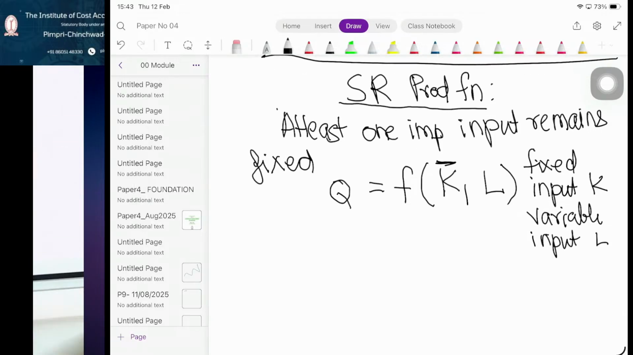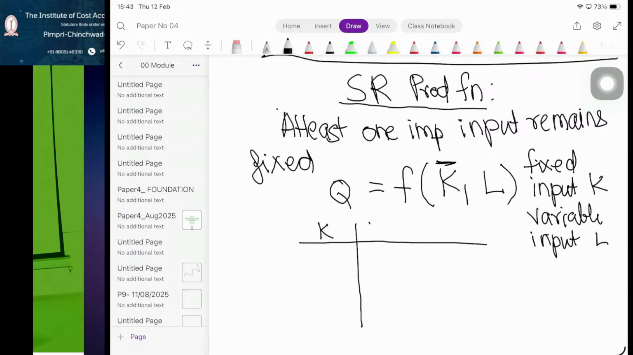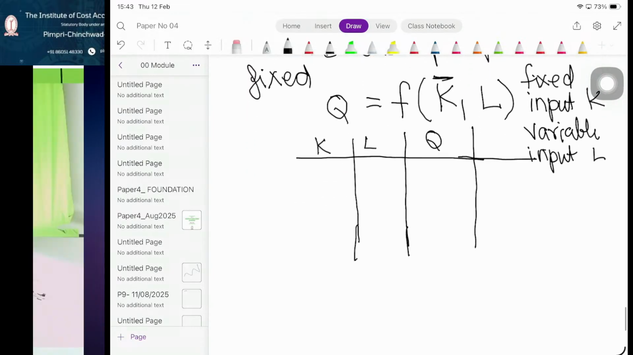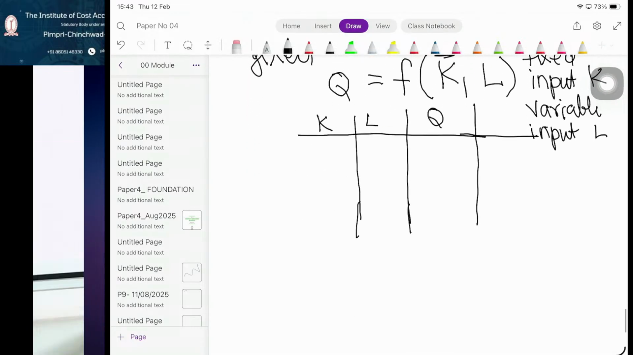Okay, so let's quickly make a hypothetical table. I'm writing K, L and Q. Okay, and I need one more very important column on the right hand side. Okay, done. Have you plotted a column like this, all of you?